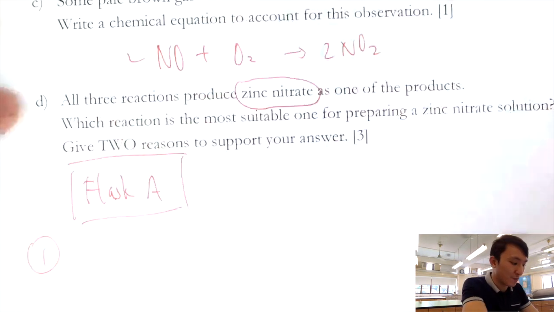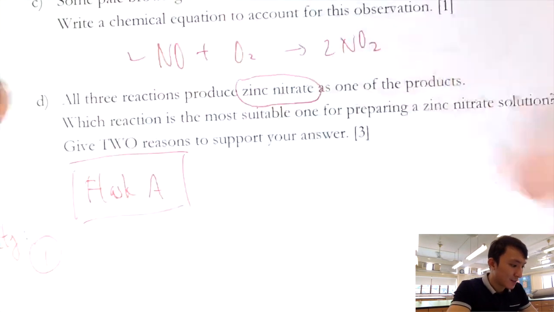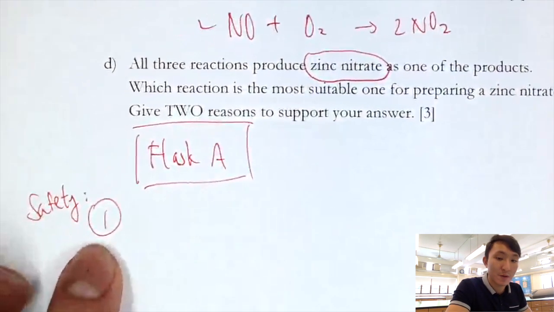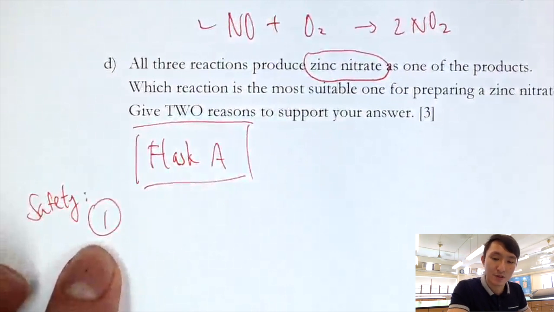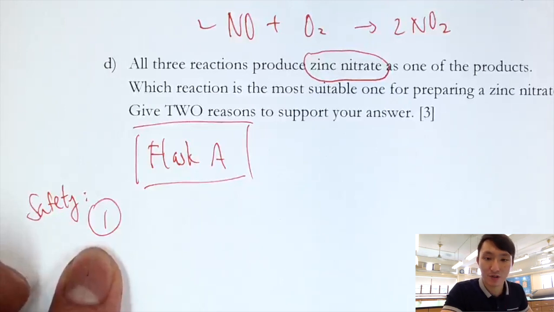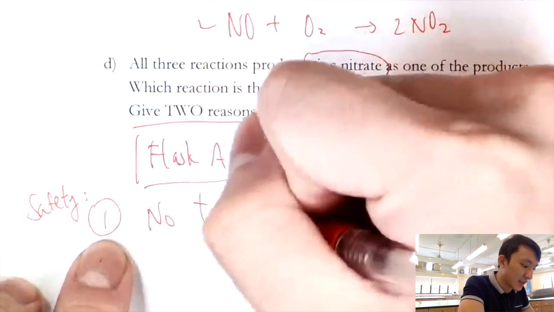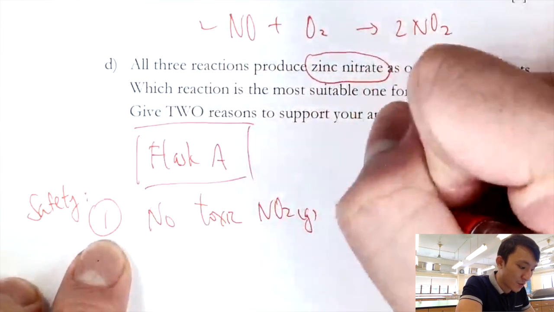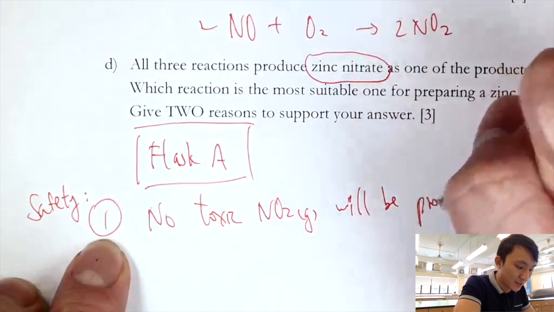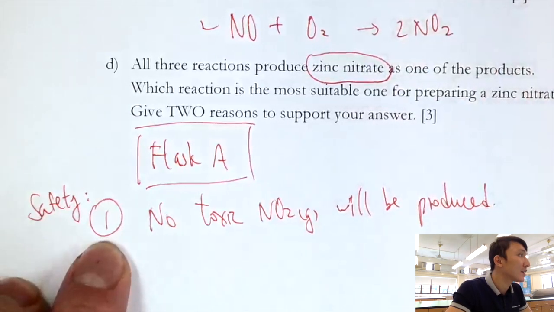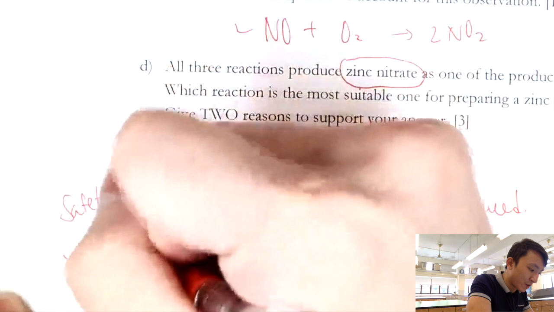Now regarding safety, obviously we would choose flask A because flask B and flask C will also produce toxic nitrogen dioxide. Okay, flask C is straight away nitrogen dioxide, but flask B, even though it takes an extra step to produce NO2, is still toxic. So we say that no toxic NO2 gas will be produced. This is related to the safety. Okay? And the second one is talking about the yield, of course.